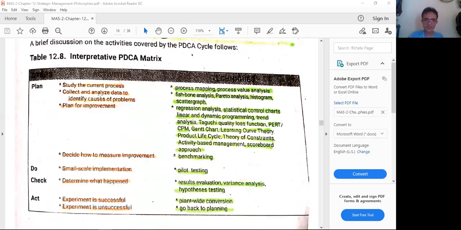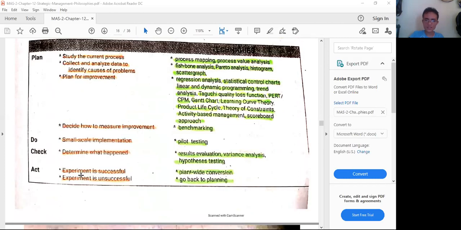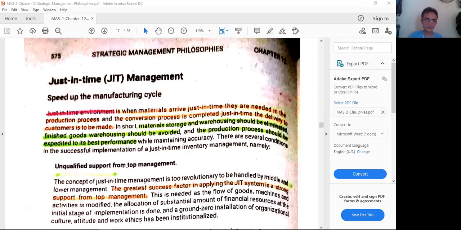All right, so here are some activities and techniques. I've already explained it. I would just like to highlight, though, that in do, it is small scale. Check is to determine what happened in the small scale and pilot testing. Act is now really the full or large scale implementation.